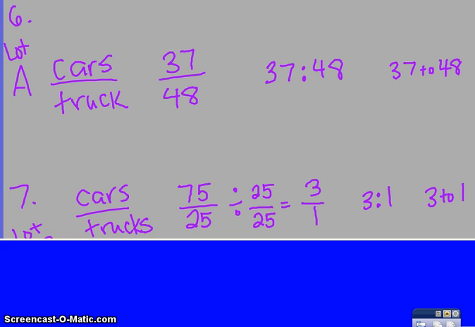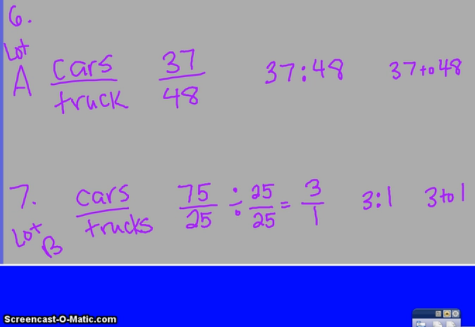Number 7. What is the ratio of cars to trucks in parking lot B? So again, our words are cars to trucks, and over here I wrote lot B. And from the table, there are 75 cars in lot B and 25 trucks in lot B. This ratio we can simplify, by dividing by 25 top and bottom, and that will give you a ratio of 3 to 1 cars in lot B.